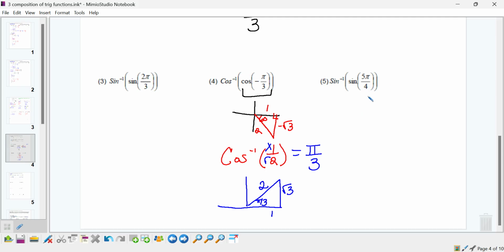Okay, let's try 5. Pause the video here. You do the inside first. Find me sine of 5 pi over 4.